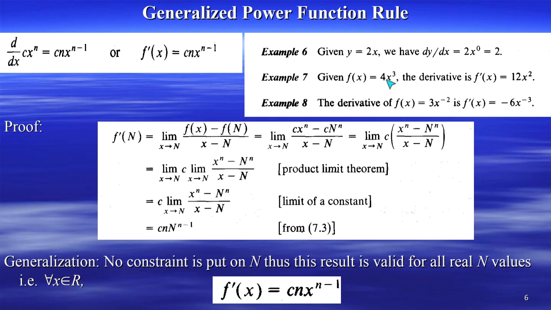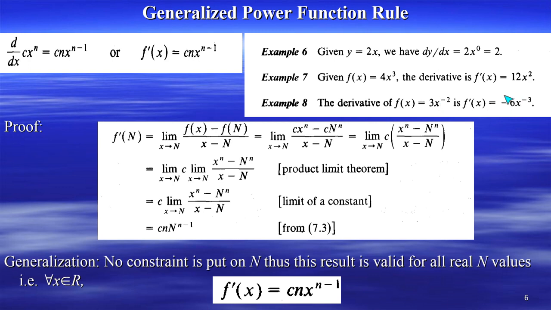The derivative of f of x equals 4x to the power 3 is easy. It's f prime of x equal to, just put 3 in front of x. 4 times 3 is 12. x to the power 3 minus 1 is 2. 12 times x to the power 2, you see? Very easy. And the derivative of f of x equals 3 times x to the power minus 2. What shall we do? We shall just put minus 2 in front of everything, and in front of x.